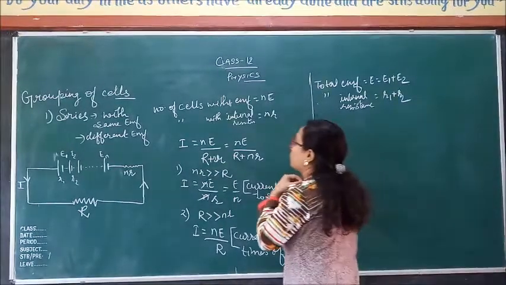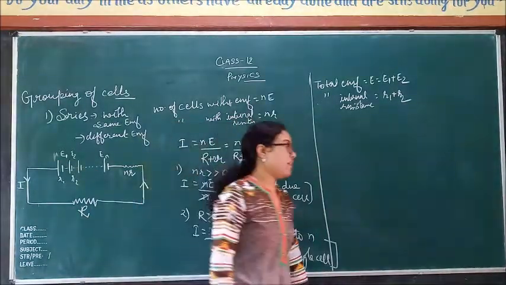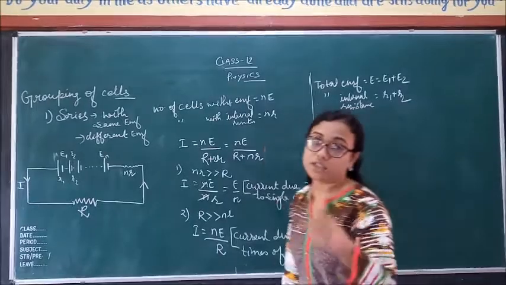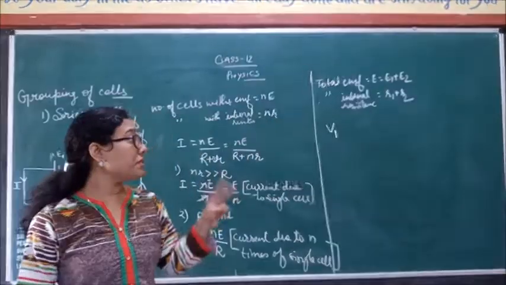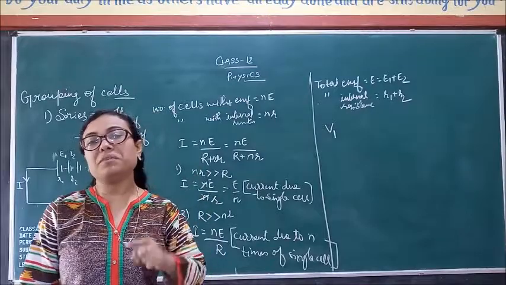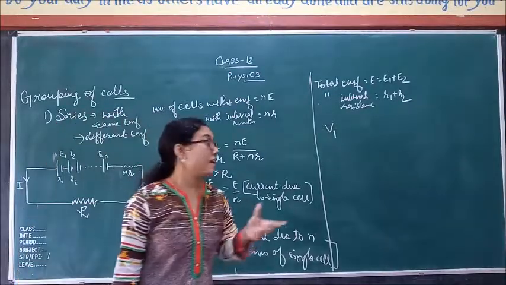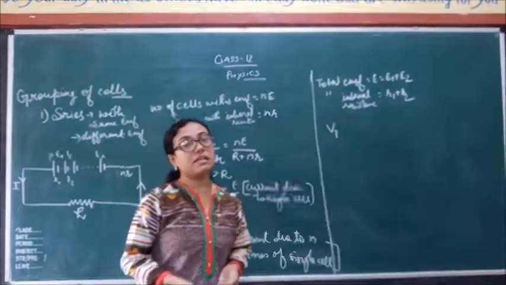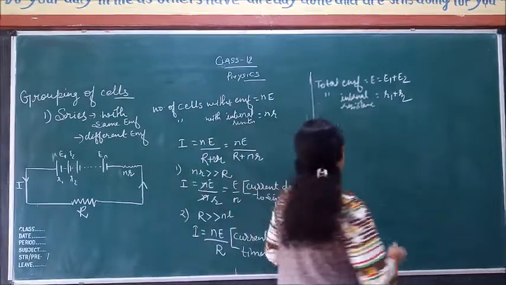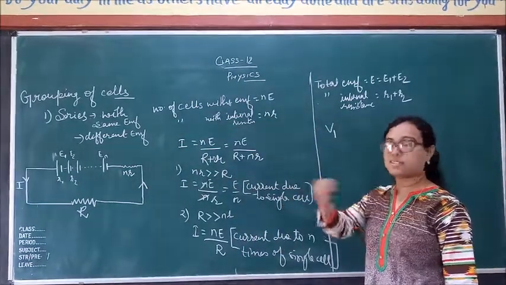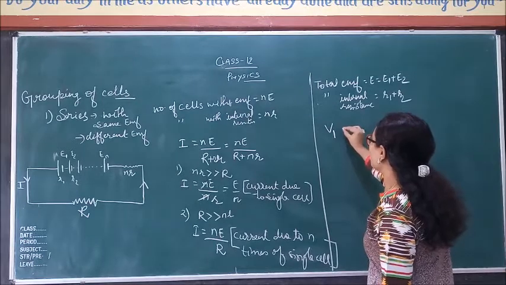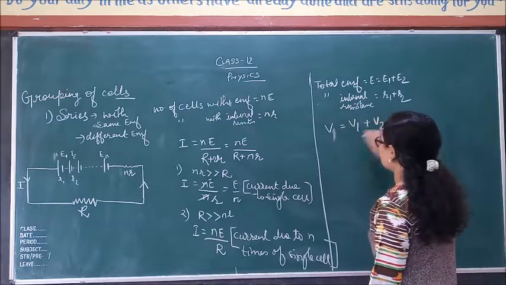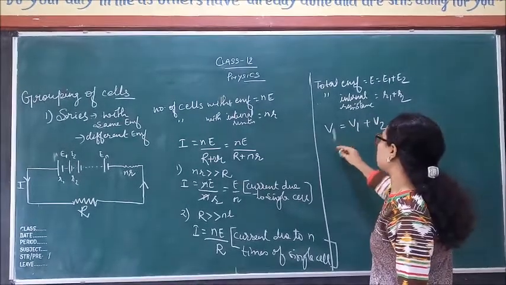Clear students? So for the first cell, what will be the value of terminal potential difference? We discussed two conditions. In the previous topic we discovered where one time it aids and one time it opposes. When current is into the cell, it aids. When it is out of the cell, it is opposing. So here it is out of the cell. Current is moving from one cell to another cell. So V is equal to V1 plus V2. This will be the total terminal potential difference.